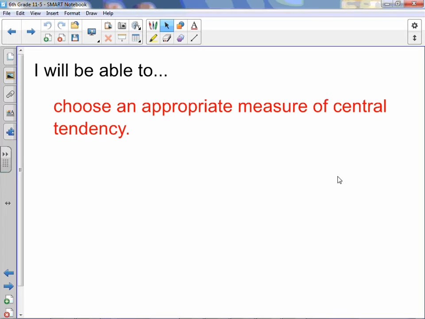Chapter 11, Lesson 5, Appropriate Measures. You will be able to choose an appropriate measure of central tendency.